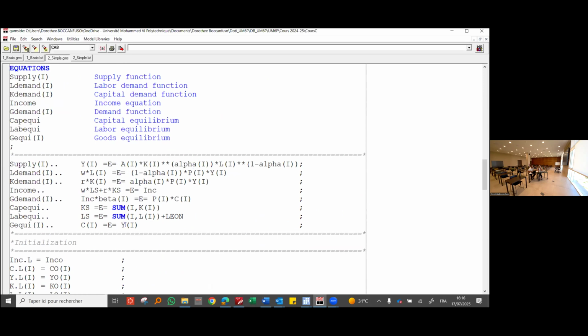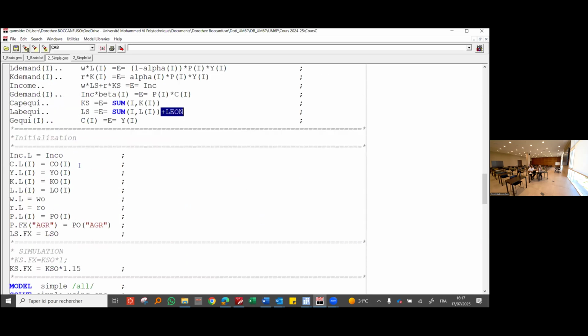Then here you have all the equations of the model. Here, Léon appears, and you see it's the equality, it's the equilibrium on the labor market. Then we hope that Léon will be equal to 0, since we know that the sum of the labor demand should be equal to the labor supply. And normally, if the model is consistent, you will have Léon equal to 0. Then here you have the equations.